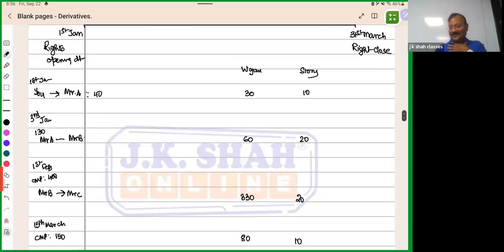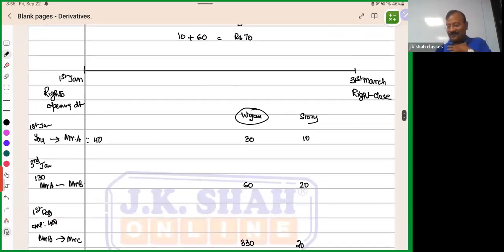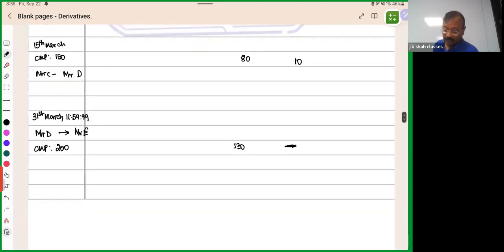Achha. Now this weight is what we call the intrinsic value, and the story is the time value. But from this, will you agree with me on one thing, that on expiry, time value will be 0? Right? That means on expiry, the value of this rights form will be equal to its intrinsic value.